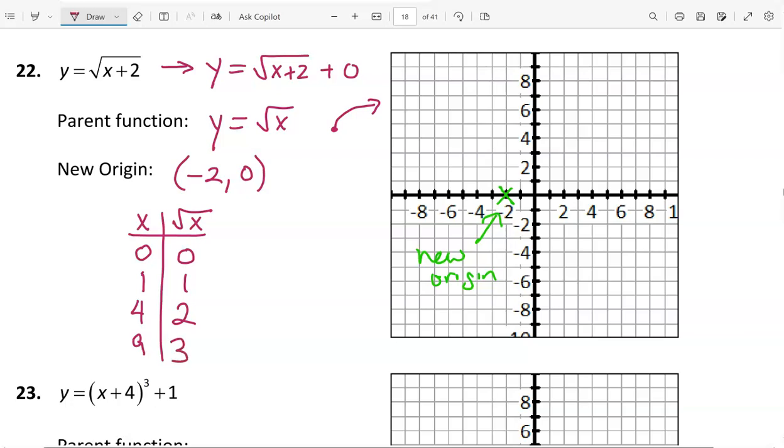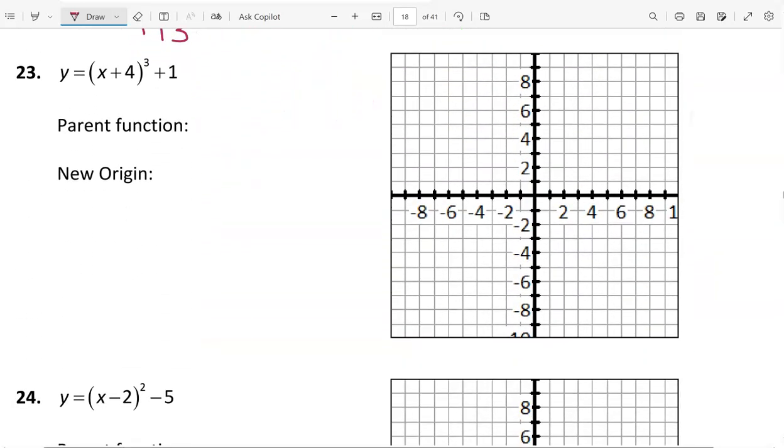The result is 3. From the new origin, graph the point 0, 0. So 0, 0 is on the new origin. 1, 1 is 1 to the right and 1 up. 4, 2 is 4 to the right of the new origin and 2 up. 9, 3 is 9 to the right of the new origin and 3 up. And now we have that nice square root shape there.